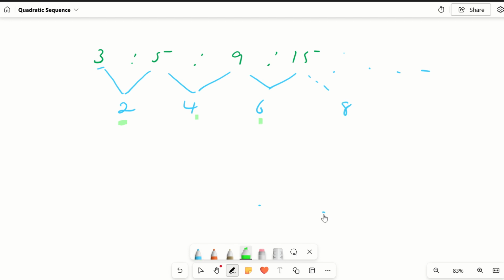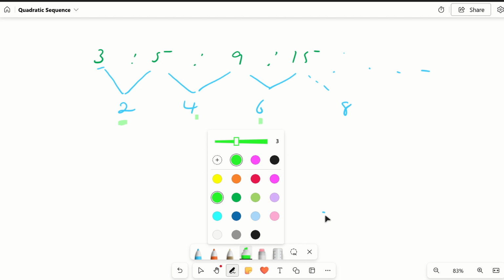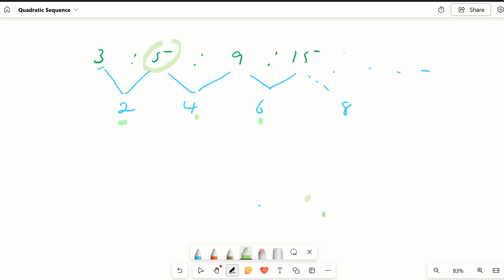Now, one other thing that you need to realize is how they got the 5. As I said, they basically added the 3 to the 2 and they got the 5. How they got the 9? They added the 5 to the 4, they got the 9. How they got the 15? They added the 9 to the 6, they got a 15. So therefore, to get the next number would be 15 plus 8 gives us 23.